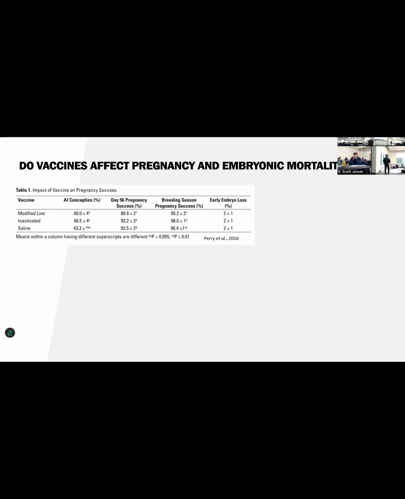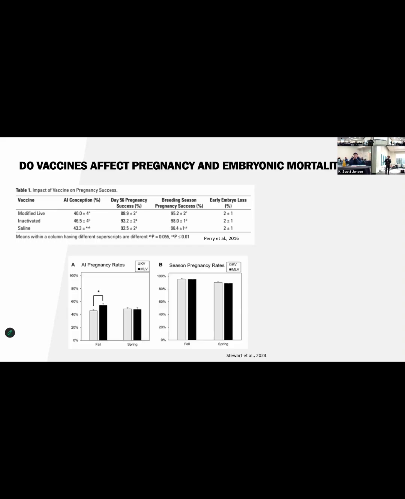Now, there's some research with modified live viruses that says even in cattle that have had modified live viruses, if we give modified live even 30 days prior to AI, we cause some inflammation in the ovary and some decrease in egg quality. And we see a decrease in pregnancy rates compared to a killed vaccine. Some of that even carried through to a slightly lower overall pregnancy rate.